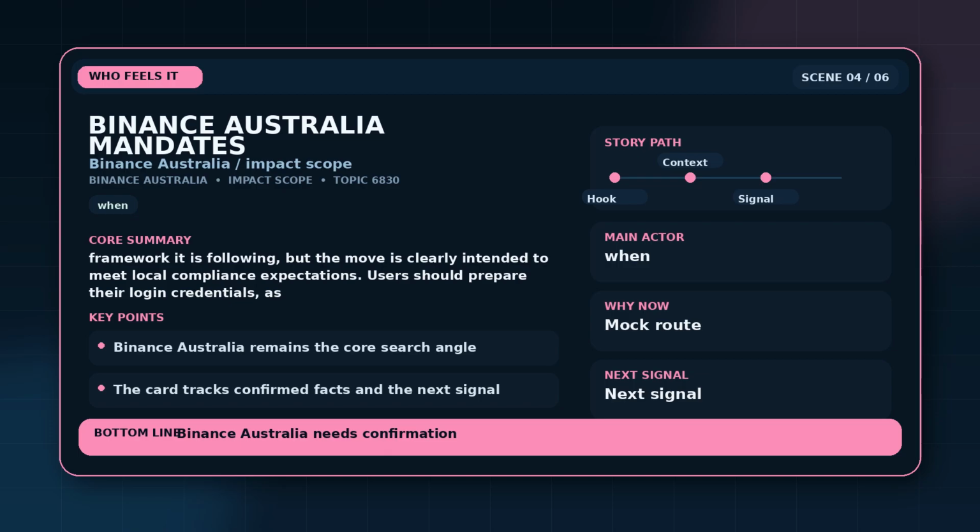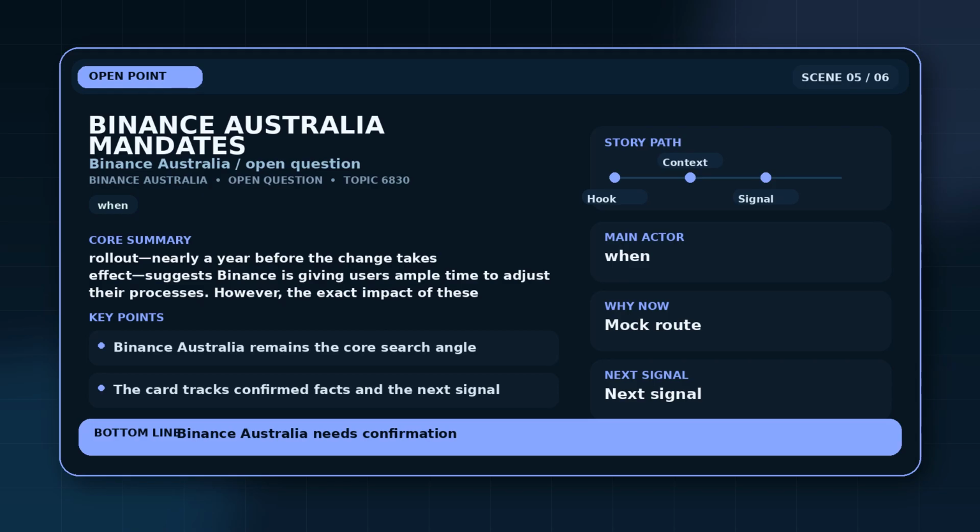The timing of the rollout, nearly a year before the change takes effect, suggests Binance is giving users ample time to adjust their processes. However, the exact impact of these rules on transaction speed and user experience remains to be seen. Binance described the move as a step toward full compliance with Australian regulatory standards. The exchange has not indicated whether similar changes will be rolled out in other markets, but the Australian rollout is a strong signal of the direction regulators are pushing.